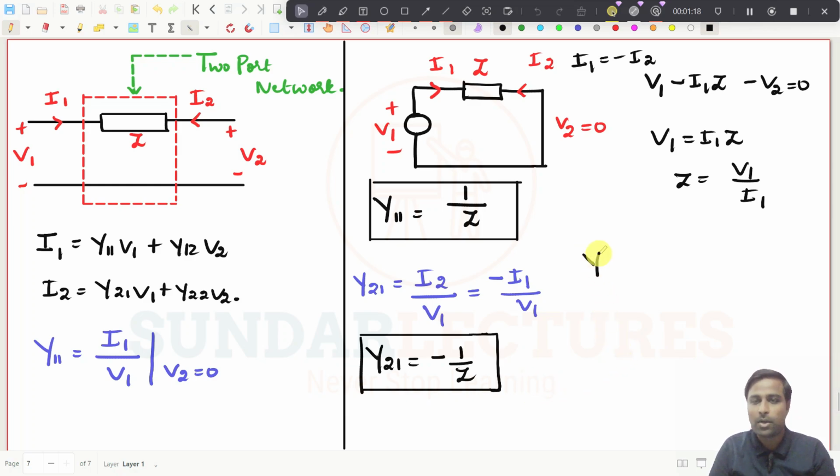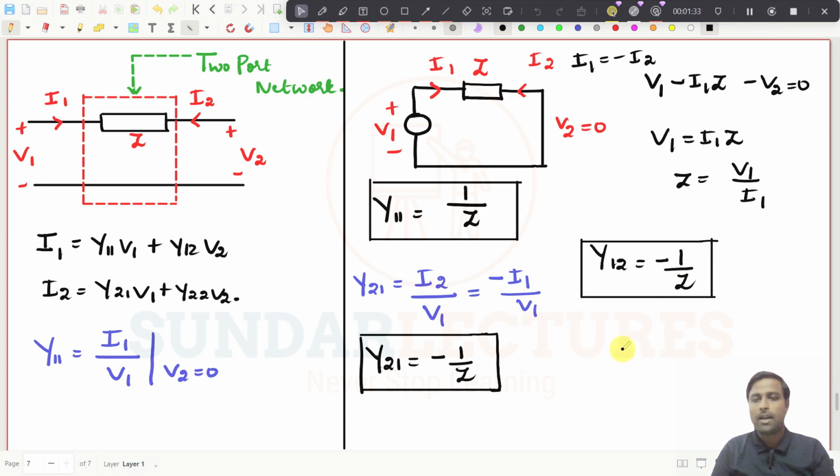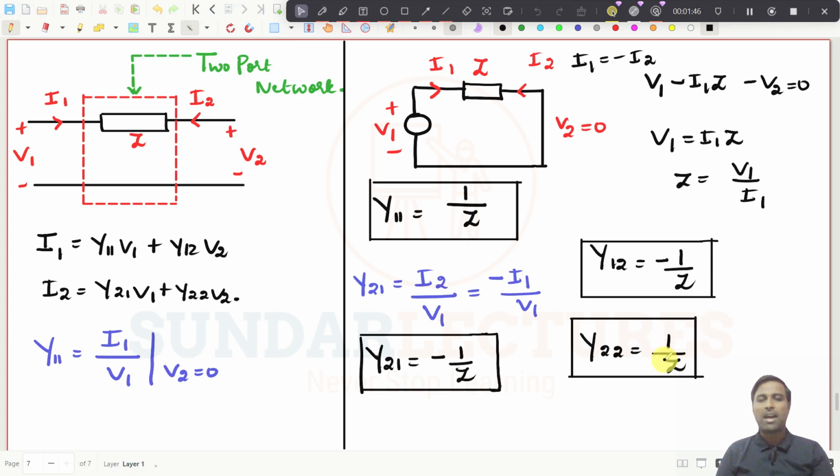You will get Y12 equal to minus 1 by Z, and you will get Y22 equal to 1 by Z. This will be the value you get once you solve the problem. I'm not going to solve it. You just put V2 here and short circuit V1, so V1 becomes 0, and write down the expression, and you will get the expression like this.